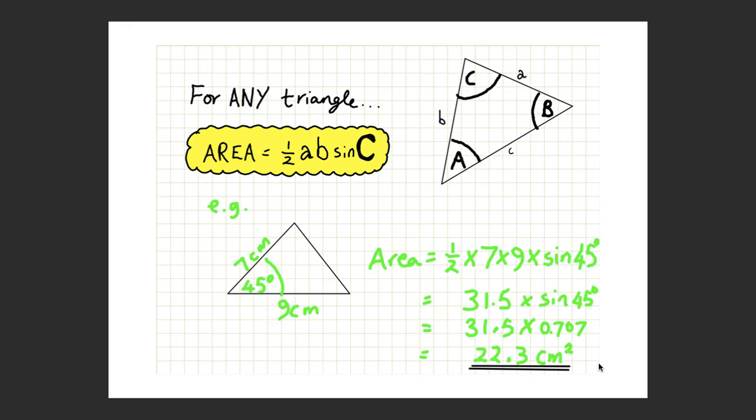I have got separate videos, do watch, explaining these, or not explaining these, proving these results. So I'm not asking you to take these just on trust. I have got some videos that you can watch proving these, the sine rule, the cosine rule, and I can't remember if I've done one for the area rule, but I'll have a look.